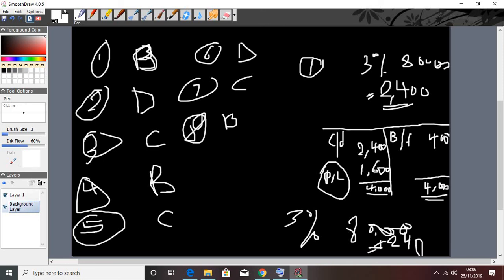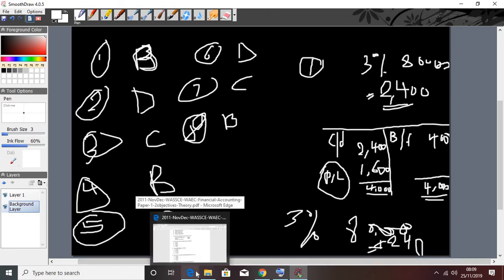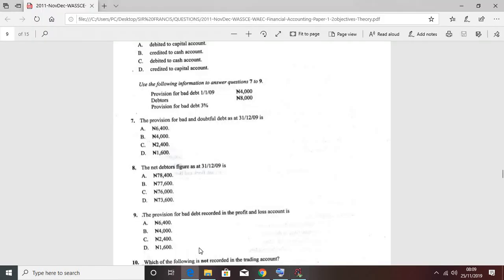So per the information that I've given, or per the observation I made, and I changed the data figure, we could see that we have 1,600 to be the actual amount to be transferred to the profit and loss account. So for question number 9, the answer is D, which is 1,600.